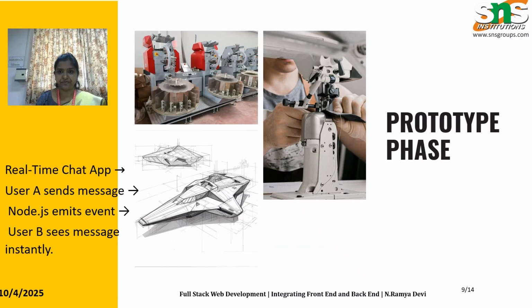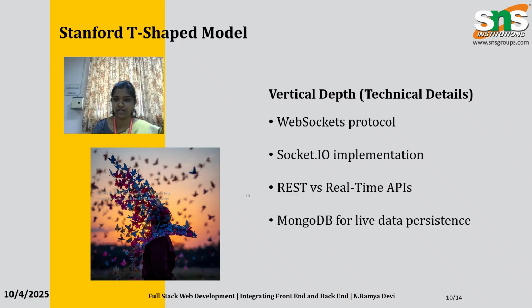with live rendering. We can also create a small prototype, like a real-time chat app, where whenever user A sends a message, it is emitted using Node.js, and user B can see the message instantly. And when we see the Stanford T-shaped model for this, in the vertical depth we have to know the WebSockets protocol, Socket.IO implementation, REST versus other real-time APIs, and MongoDB for live data persistence.